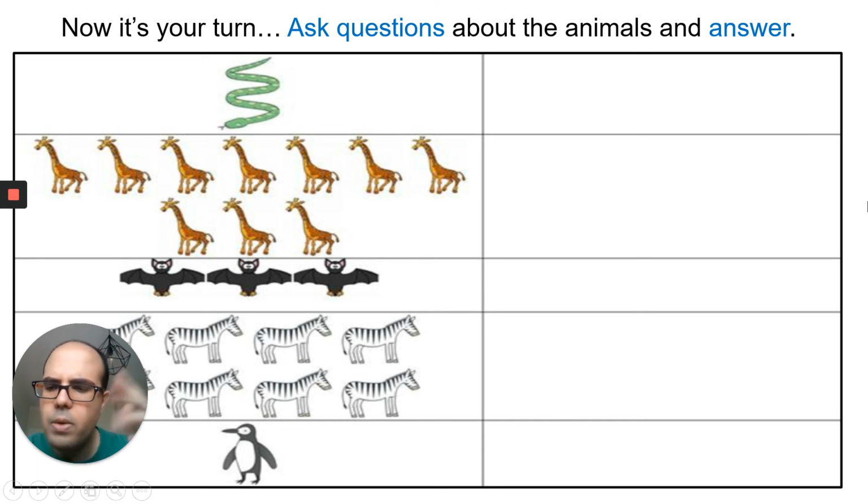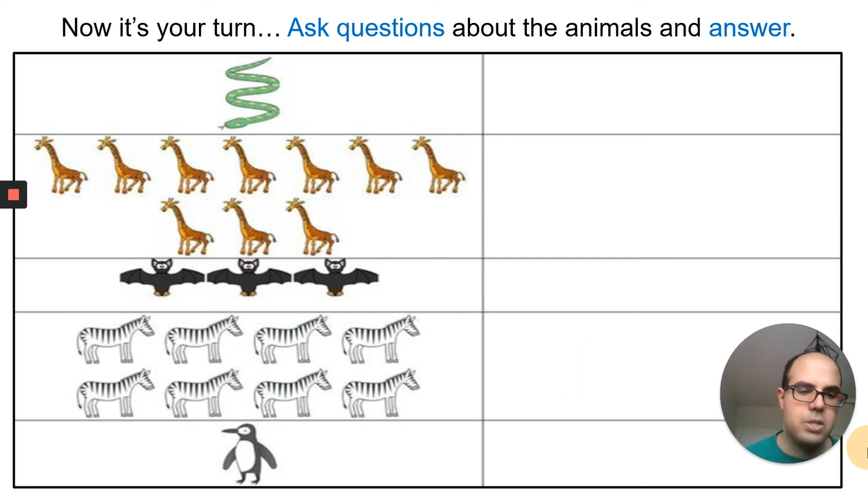And here, now it's your turn. Now, you, at home, you should ask questions about these animals and answer the questions, the same as I have done before, but now you, okay? So, for example, the first one, what is the question that we should ask? How many snakes are there? Okay. And the answer, there is one snake. There is a snake. It's only one.